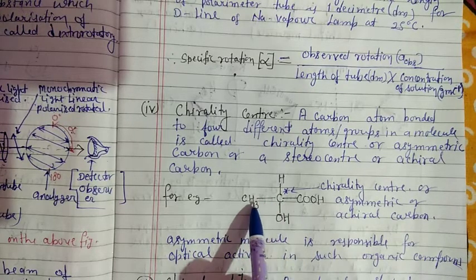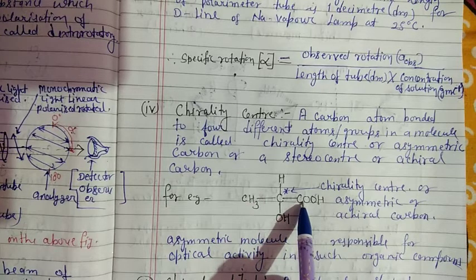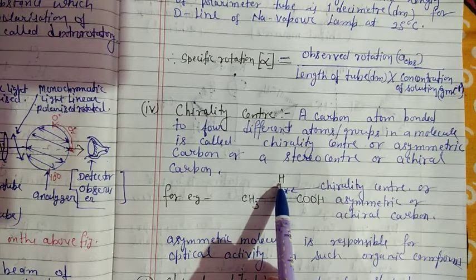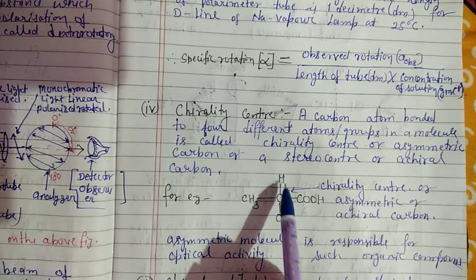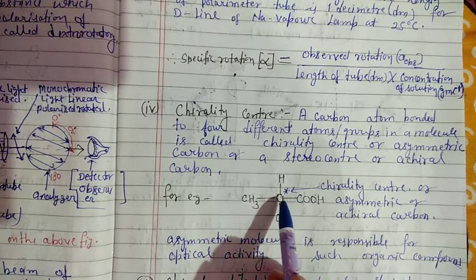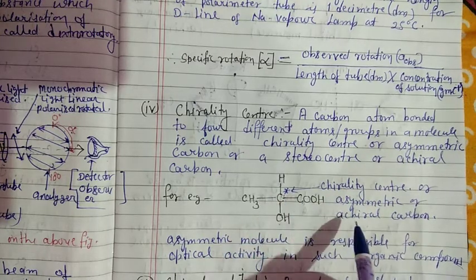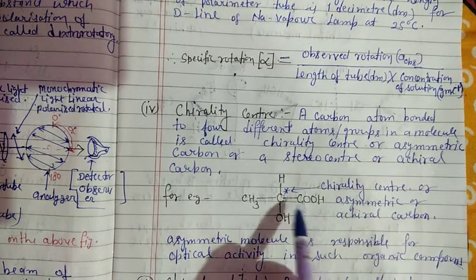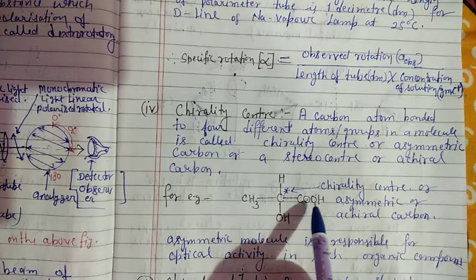This is the methyl group, this is the hydroxyl group, this one is the carboxyl group, and this is the hydrogen atom. So this carbon atom is attached to 4 different atoms or groups: hydrogen, methyl, hydroxyl, and carboxyl. This carbon is represented with an asterisk, and it is called a chirality center, or asymmetric or chiral carbon. Why is it called asymmetric? Because it has no symmetry, so it is called asymmetric.